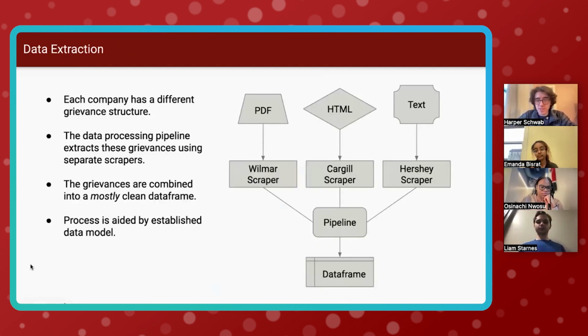Now, a little bit more specifics on the data extraction. Each organization had a unique structure for their human rights grievance data. However, they may be similar file types, such as PDF, HTML, or text. With that being said, that made us required to create a unique data scraper for each of these companies. For instance, Cargill would have a scraper for a web table that would be entirely different than Hershey.